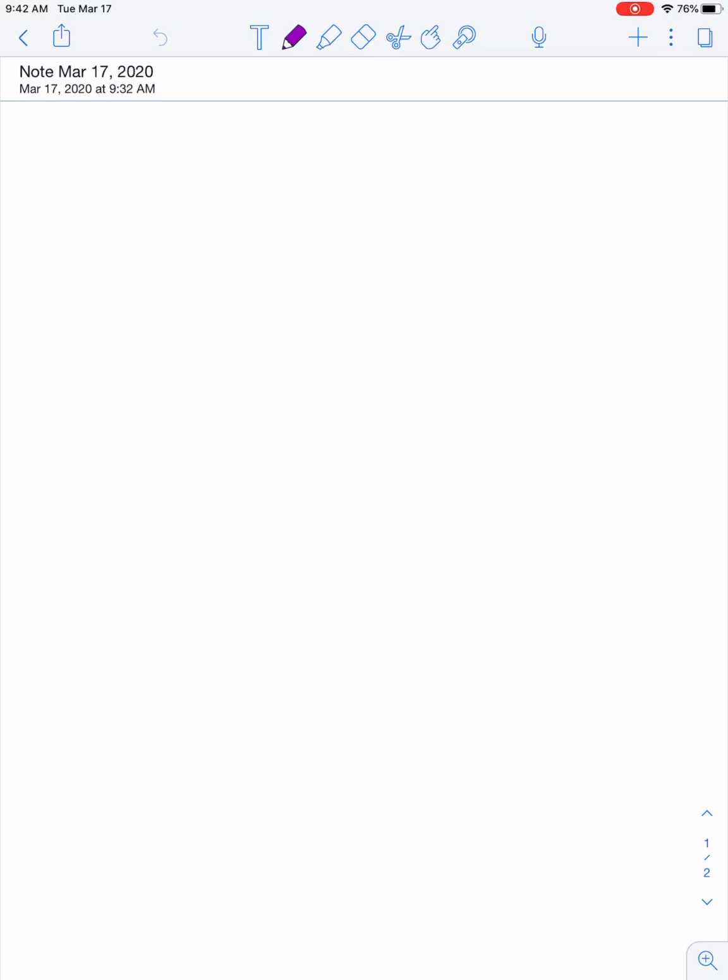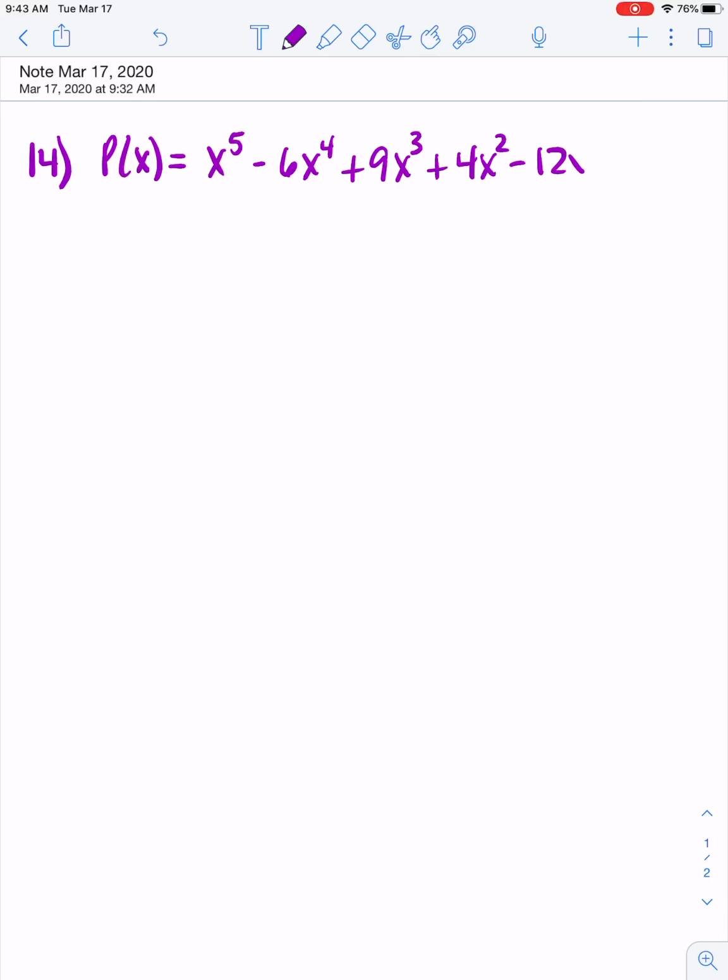So I'm looking at the assignment, and I'm going to go over, let's do 14, because I think 14 is a good one to go over. So we have p of x equal to x to the fifth minus 6x to the fourth plus 9x cubed plus 4x squared minus 12x. And then I gave you two zeros. I gave you -1 and +2.